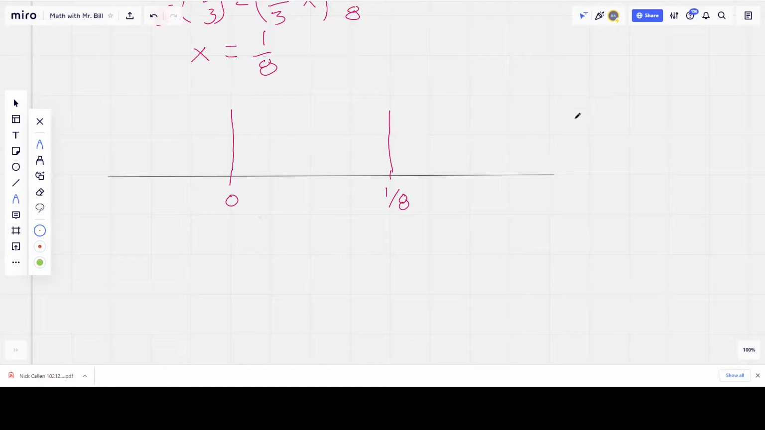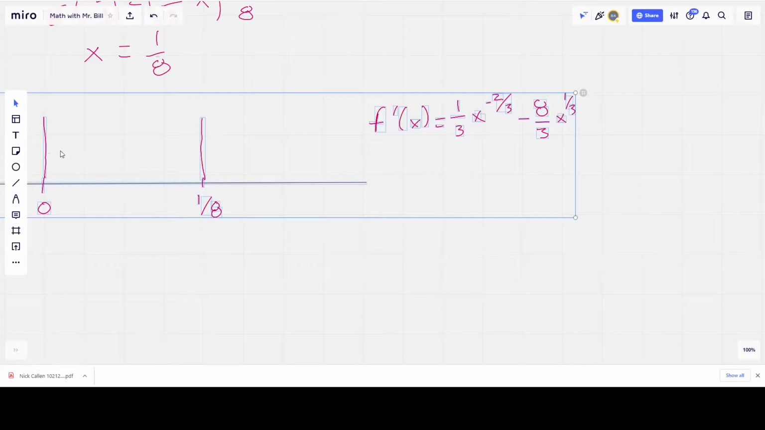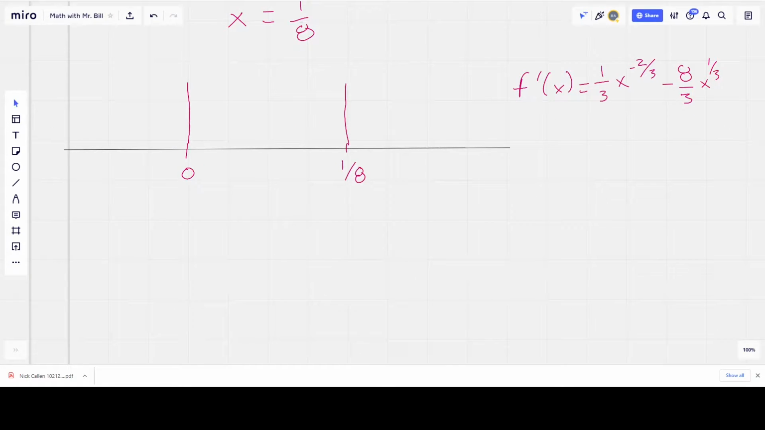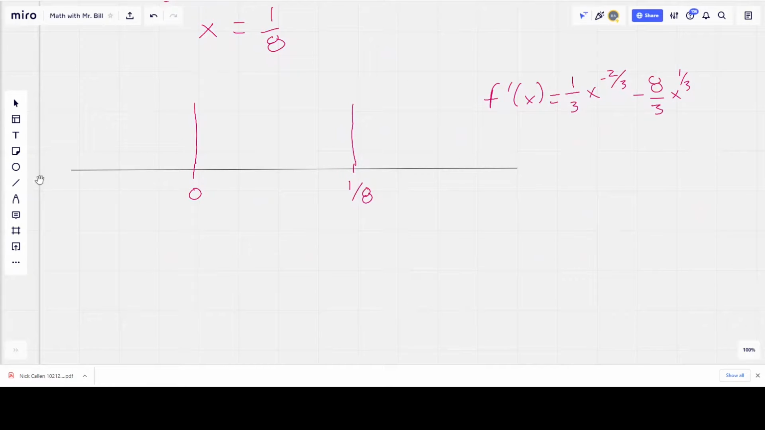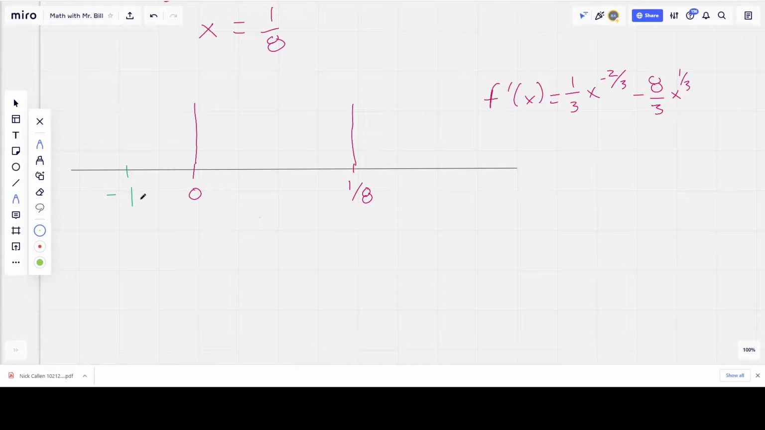in the derivative. So remember that f prime of x is equal to 1/3 x to the negative 2/3 minus 8/3 times x to the 1/3. And our task now is to figure out what is the sign of the derivative in each of those regions. So let's take a value like -1. So -1 here is to the left of 0.